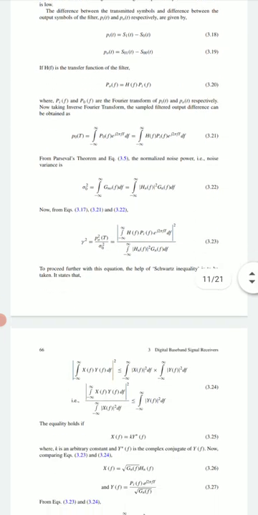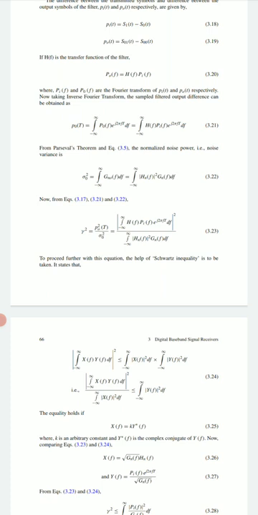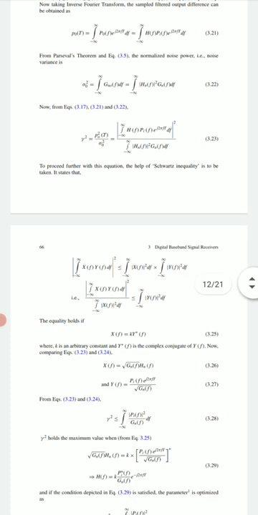So when we are calculating the optimization parameter, it will depend on the probability of error, p_o squared of t upon the variance sigma_o squared. We can say the process with this equation is to be taken with the help of Schwarz's inequality. It states that equality will hold if X(f) equals K into Y star of f. Here K is a constant, and Y star of f is the complex conjugate of Y(f).